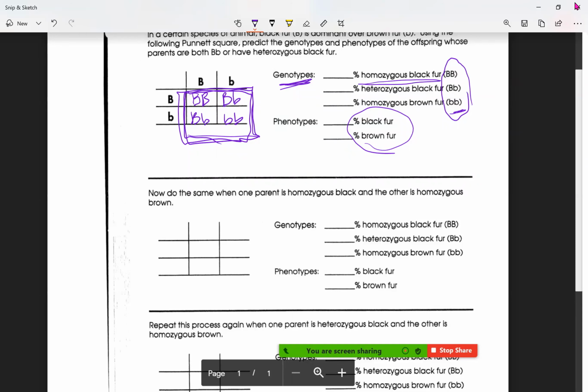It says homozygous black fur. That's just telling us what this stands for. So this is the phenotype, is the black fur. Homozygous is telling us that they're the same allele for black fur, which is dominant. So we have 25% being big B. You're just listing what's in this box, right? I have 50% being big B, little b, and I have 25% being little b, right?